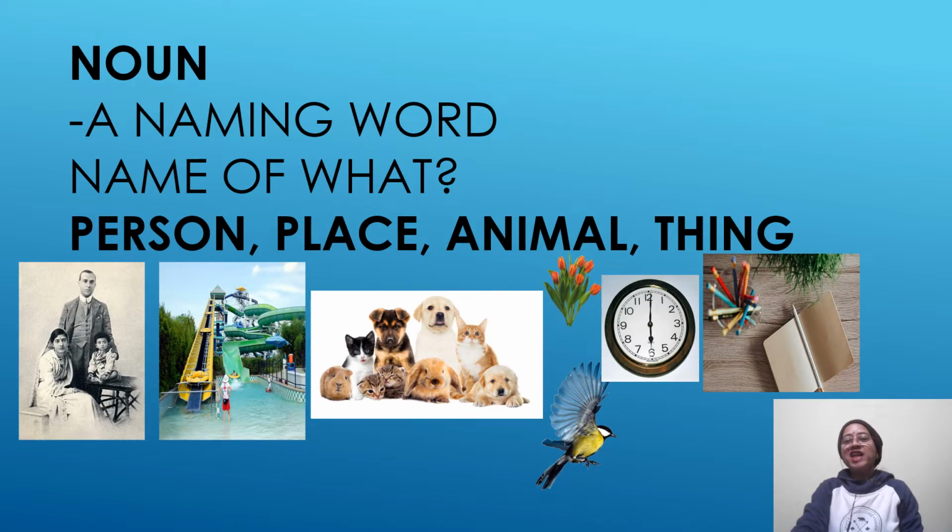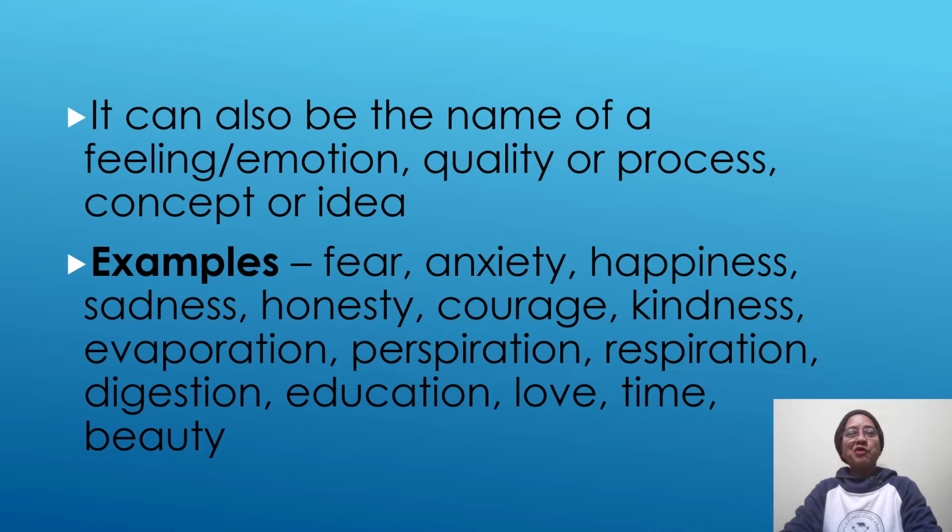A noun is a naming word. Name of what? It can be the name of a person, a place, animal, or thing. When we say animal, we are referring to all the living things. And when we are talking about thing, we are talking about all the material things that we see around us. It can also be the name of a feeling or emotion, quality or process, concept or idea.